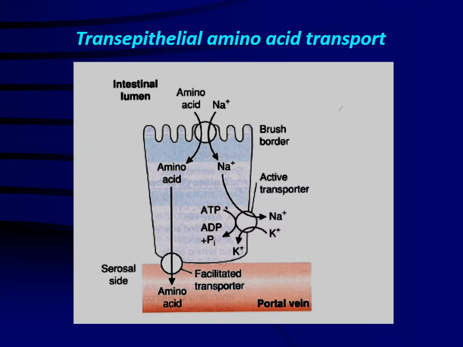Transepithelial amino acid transport. Amino acids are absorbed from the intestinal lumen by semi-specific sodium-dependent transporters, some with overlapping specificities. The same transporters are found in the renal epithelium and facilitate reabsorption of amino acids. Enterocytes can also absorb and proteolyze small peptides. On the serosal side, amino acid transport is by facilitated diffusion. The low intracellular sodium ion concentration is generated by sodium-potassium ATPase.